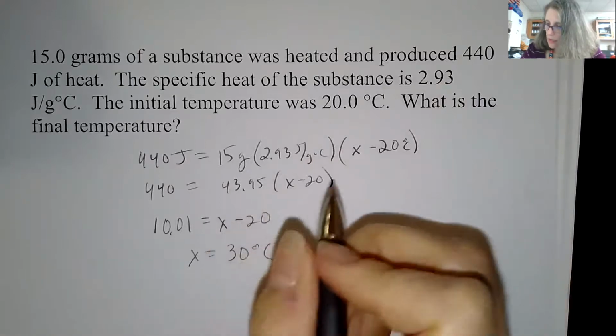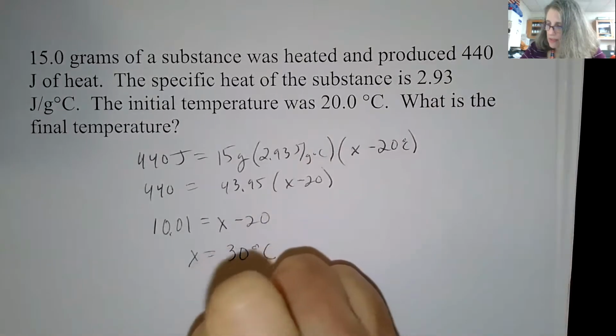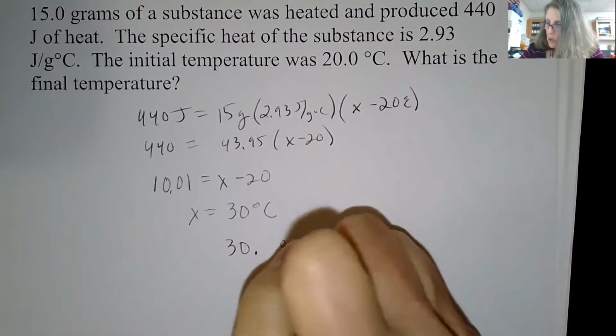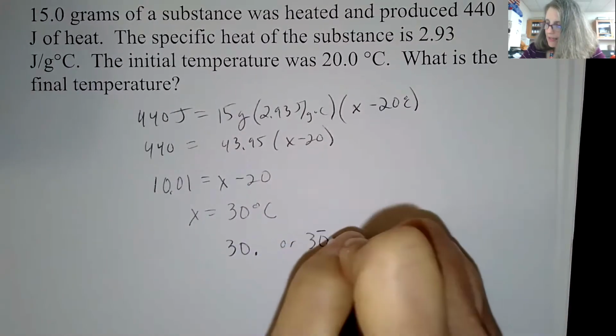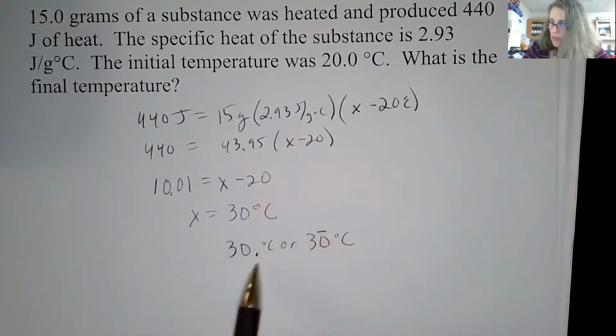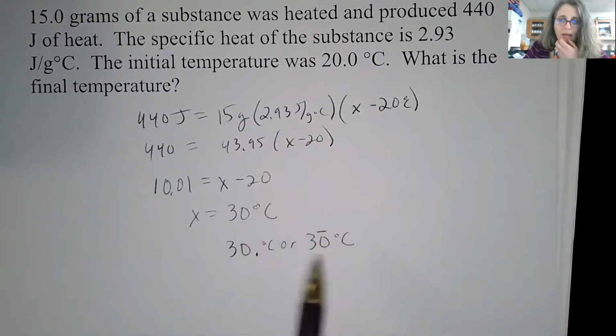So 2 different ways you could write this number. You could put a 30 and then put a decimal after that. That means there's 2 sig figs. Or you could put 30 with a line over it. That's another notation that makes the zero what we call significant. So you could either put a decimal after it, or you could put a bar over it.